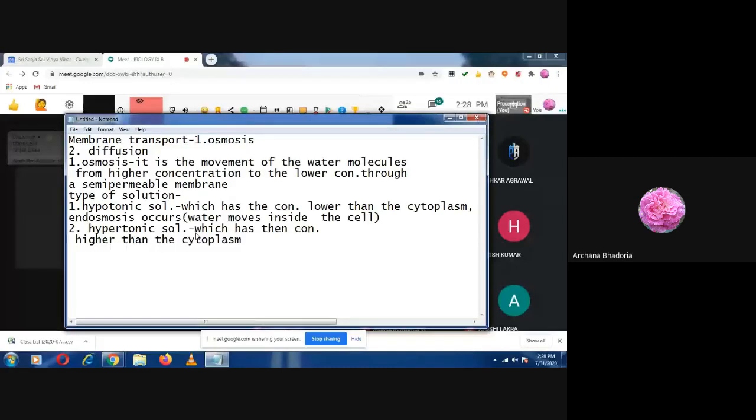Are you understanding, children? Yes, ma'am. Okay, it's very important to understand this thing. So Pushkar was asking just now about what is given in the book.